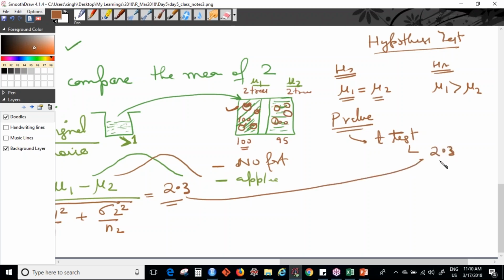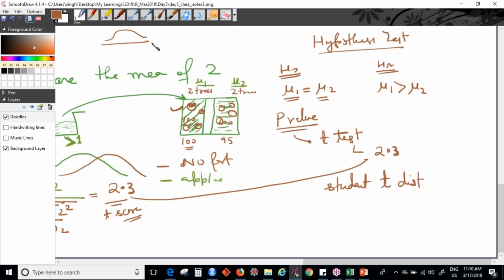Okay, so what will you do with this? 2.3 is not a probability. This is the t score. So using this, you will go to a student t distribution, similar to a normal distribution. So this is a normal distribution. Similar to that, you have another distribution called the student t distribution. Now the student t distribution is very similar to a normal distribution.